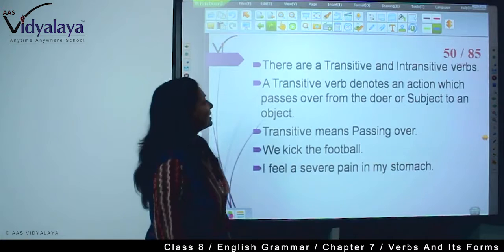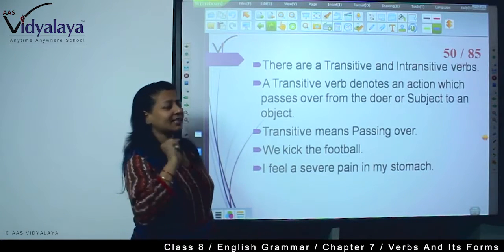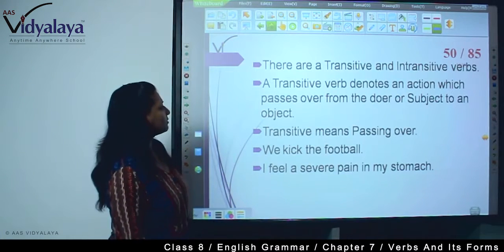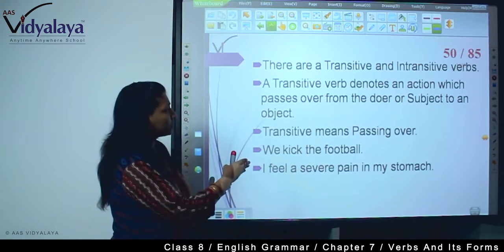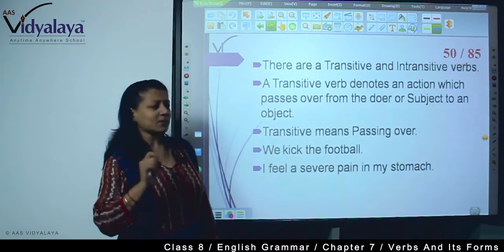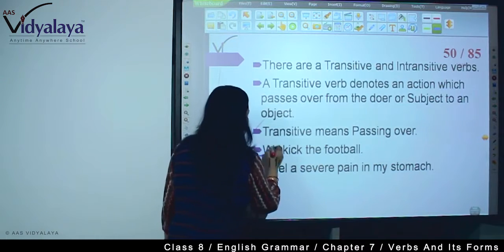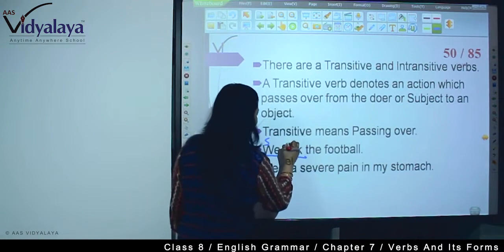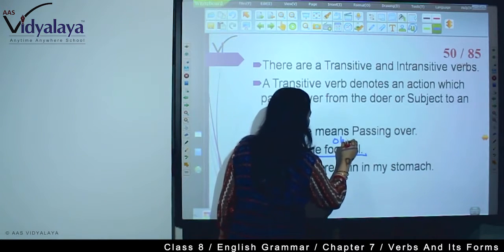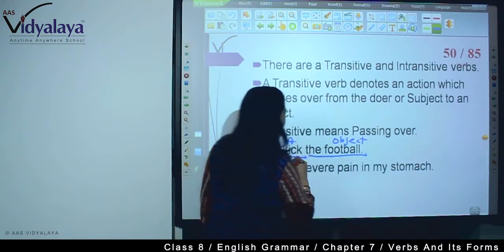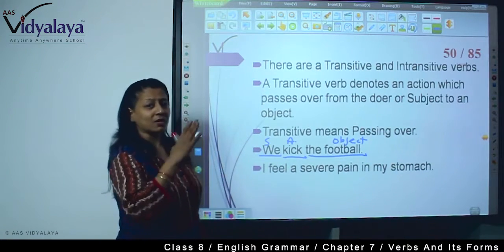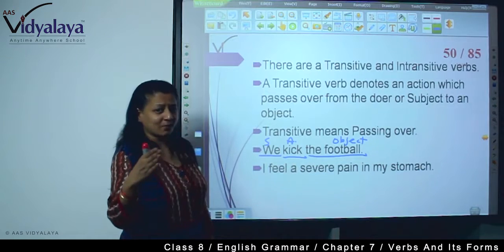Now next. There are transitive and intransitive verbs. A transitive verb denotes an action which passes over from the doer or subject to an object. That means transitive means passing over. "We kick the football." We is the subject, kick is an action or verb, the football is the object. So, the action is passing over to the object. We kick the football. So, transitive, passing over.